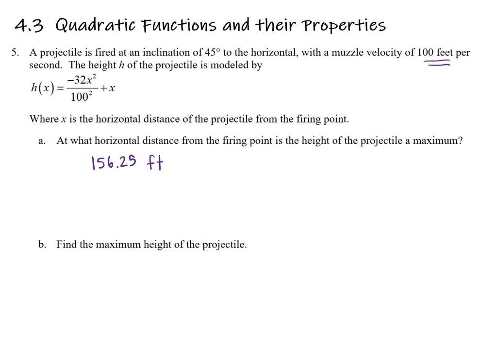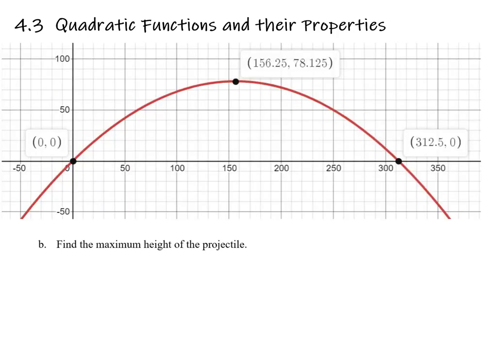The next question asks us to find the maximum height. So not the distance on the x, but the height of the y. So we want to find the maximum height of the projectile. Once again, I'm going to refer to my graph. I just pulled my graph from Desmos again, and all I did was find that midpoint. Now this is my vertex right here. This was the horizontal distance from the firing point, and then this is the maximum. So the maximum height of the projectile is 78.125 feet. Making sure we always use units.